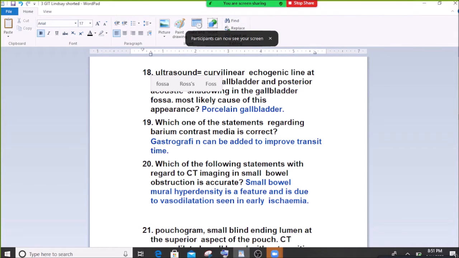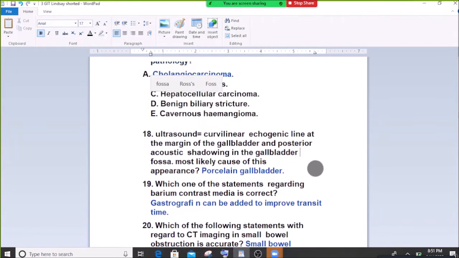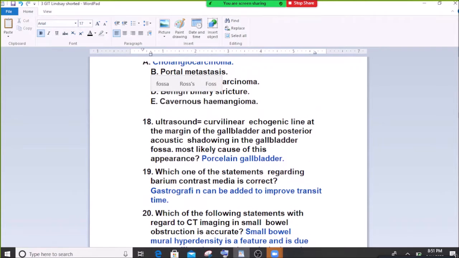Bismillahirrahmanirrahim. Question number 18. Ultrasound shows a hyperechoic line at the margin of the gallbladder and posterior acoustic shadowing in the gallbladder fossa. The most likely cause of this appearance is porcelain gallbladder.